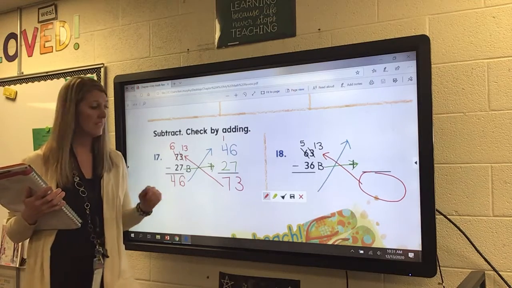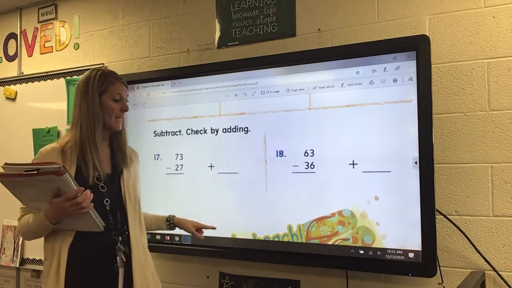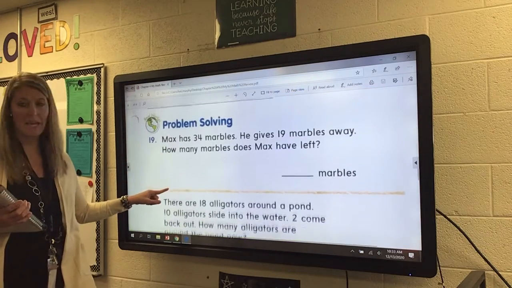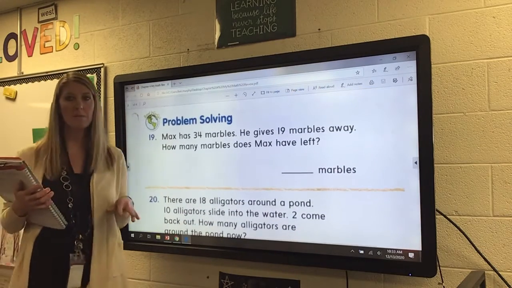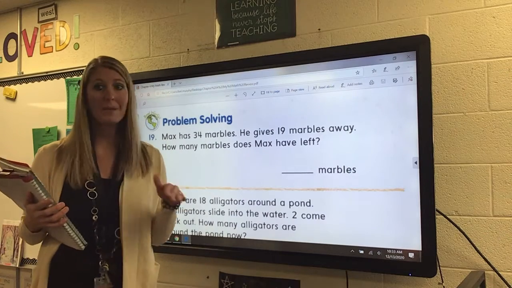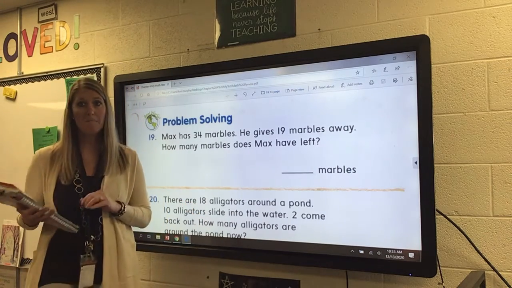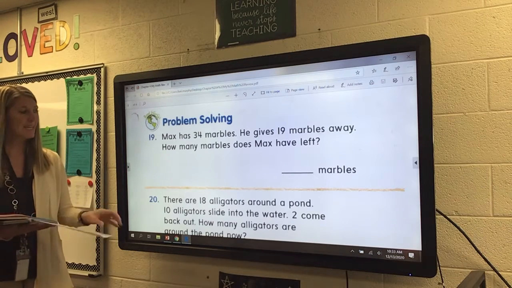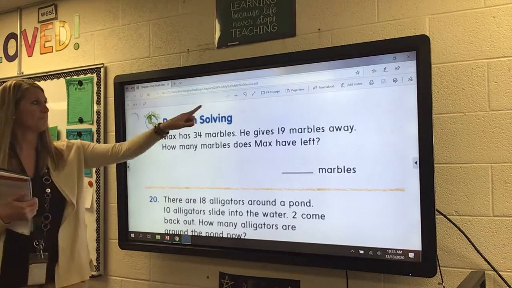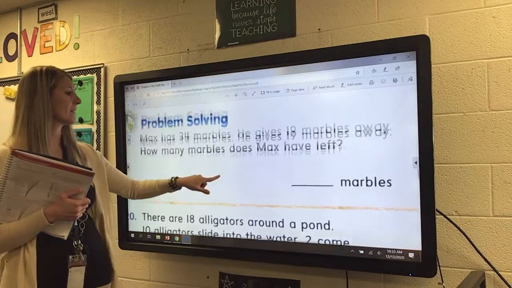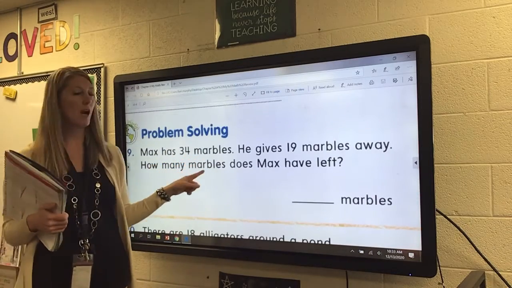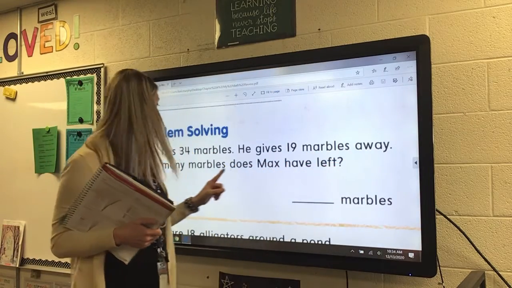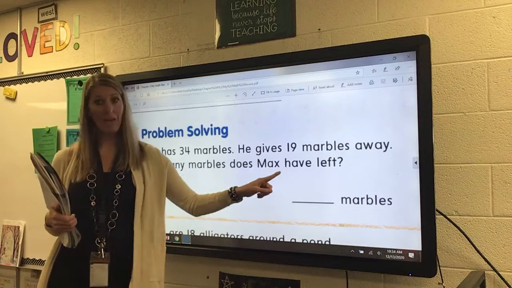Pause the video. When you are done, would you please turn it over to the problem solving, or the next page, which we have our problem solving problems. We're going to do these 2, but we will not do the brain builders. Okay? On the problem solving page, it says, number 19, Max has 34 marbles. He gives 19 marbles away. How many marbles does he have left?